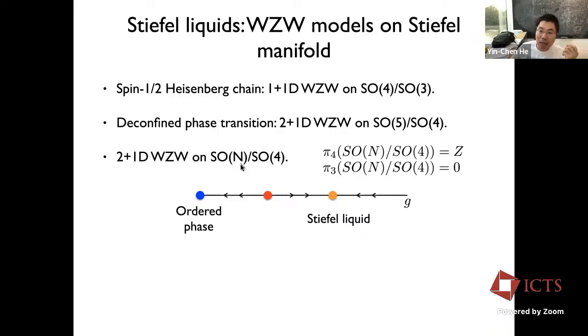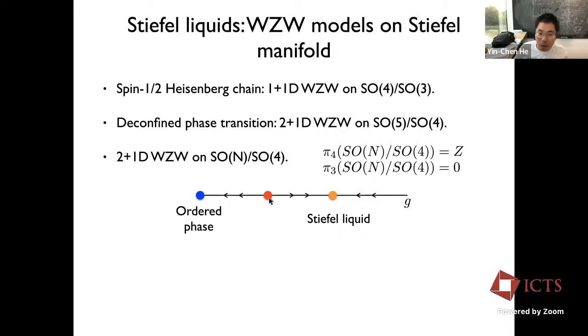because for arbitrary n larger than 4, we always get a non-trivial pi_4 that is Z-valued and trivial pi_3. So for this manifold, we can always define a nonlinear Wess-Zumino-Witten model, and with a number of arguments, we conjecture that the phase diagram of that nonlinear sigma model will look like this. There will be some ordered phase with the ground state manifold living on this Stiefel manifold.